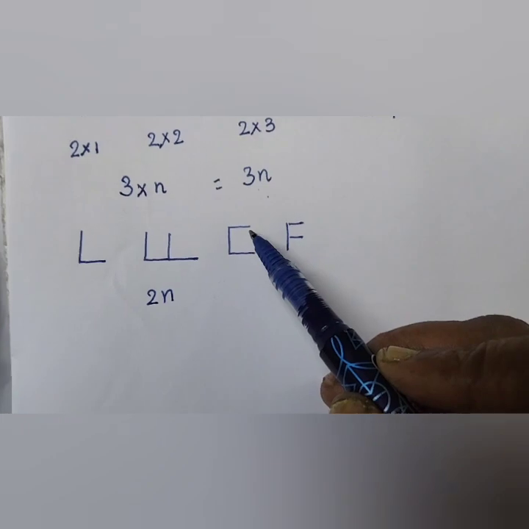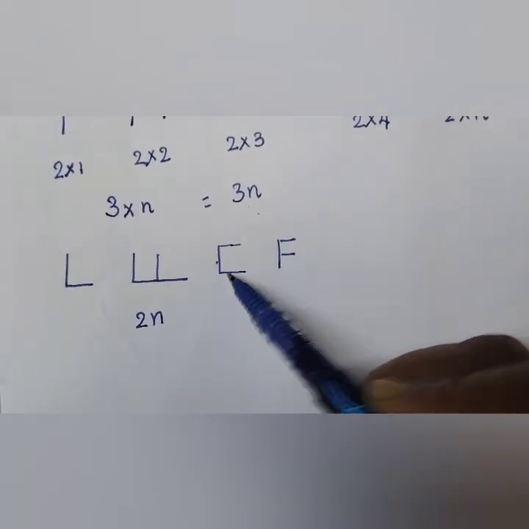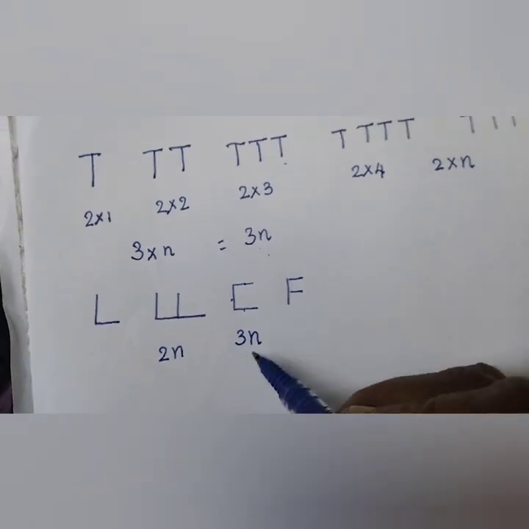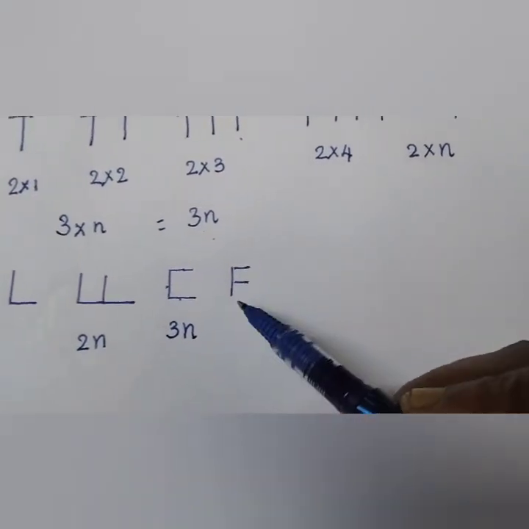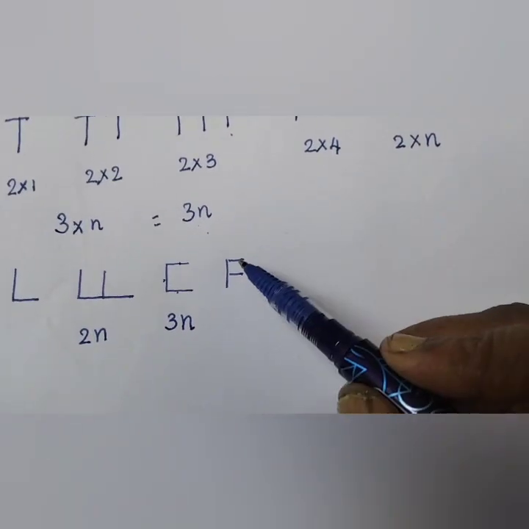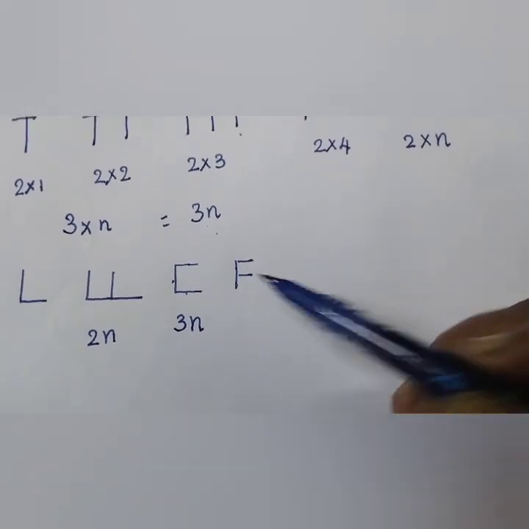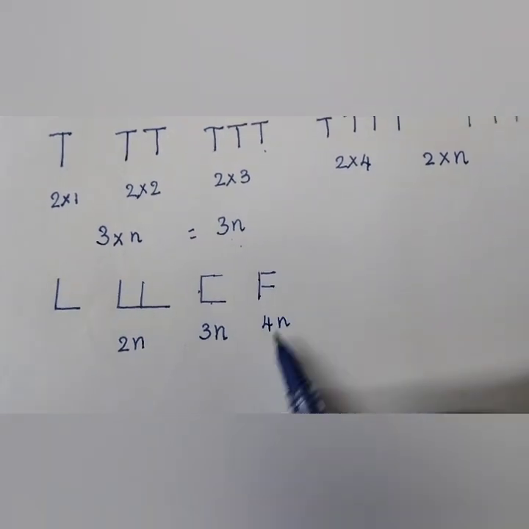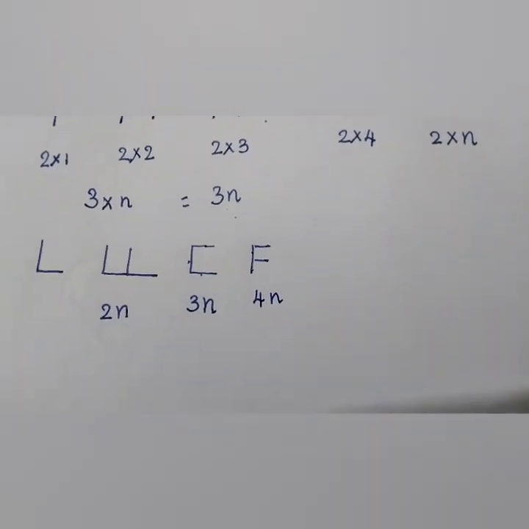And same way for the letter C: 1, 2, 3. To make n number of C's, we need 3n matchsticks. And for F, 1, 2, 3, 4. 4n is the rule for this letter F.